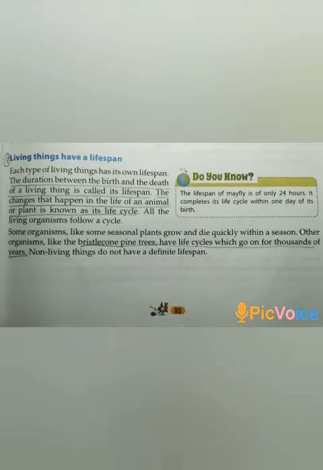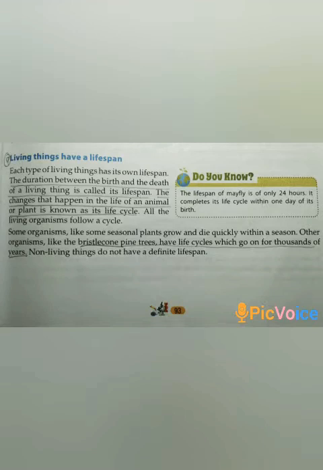9th characteristic is living things have a lifespan. Each type of living thing has its own lifespan. The duration between the birth and the death of a living thing is called its lifespan. The changes that happen in the life of an animal or plant is known as its life cycle.